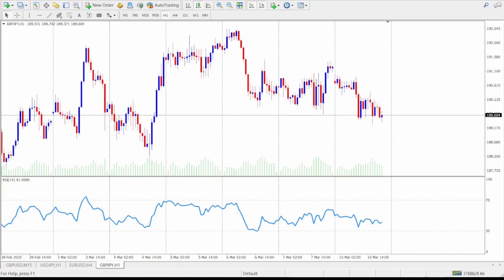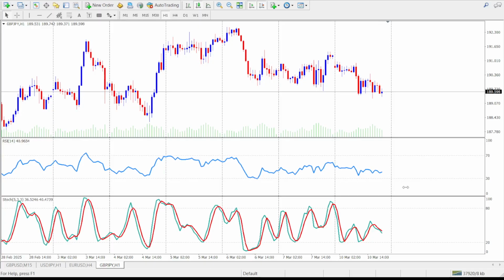The next indicator we're going to be looking at is the Stochastic Oscillator. All right, the Stochastic Oscillator compares a security's closing price to its price range over a specific period. Like the RSI, it moves between 0 and 100, with readings above 80 considered overbought and below 20 considered oversold.